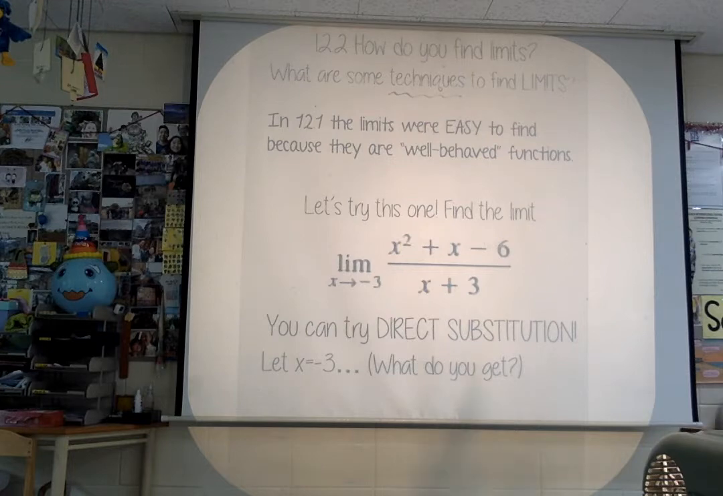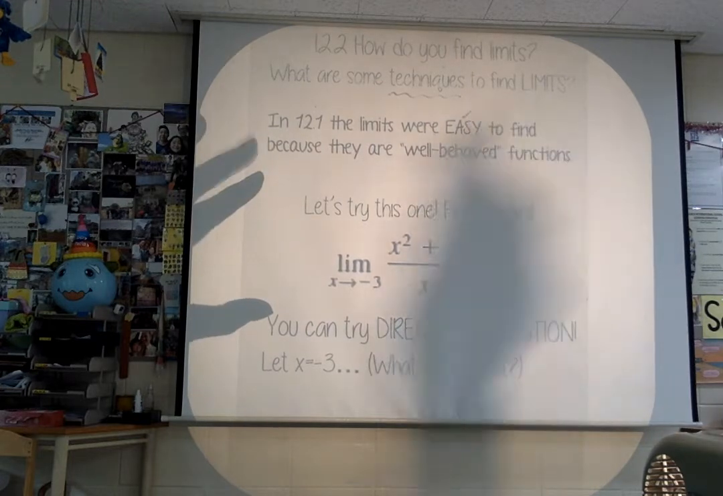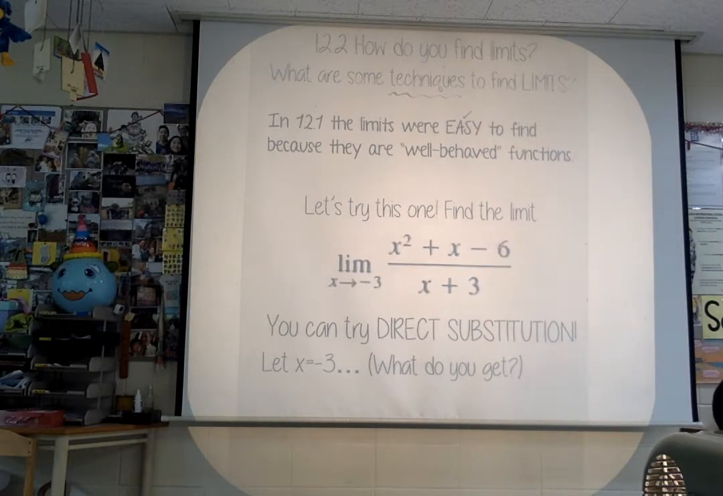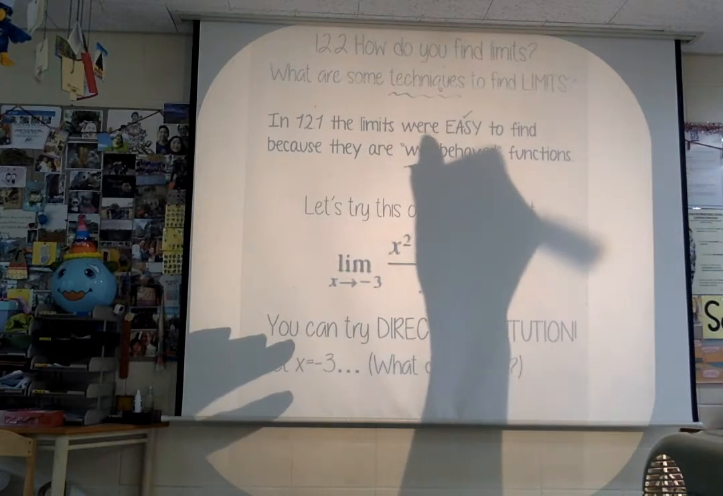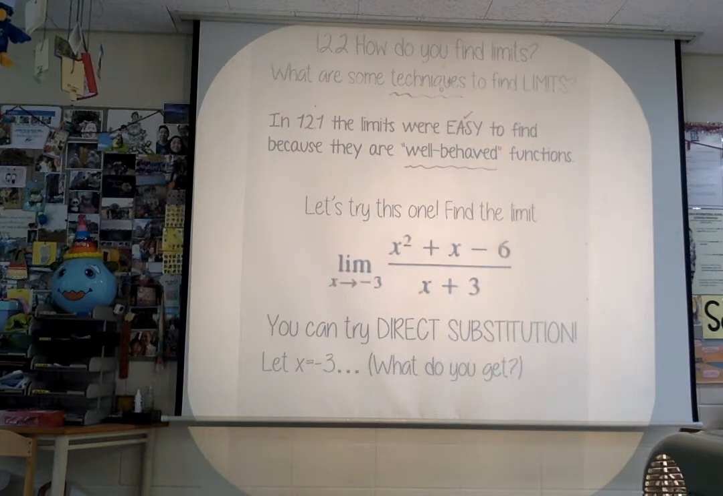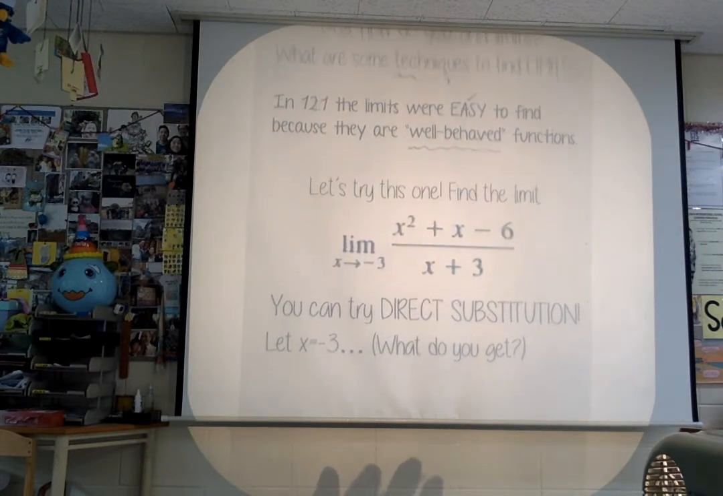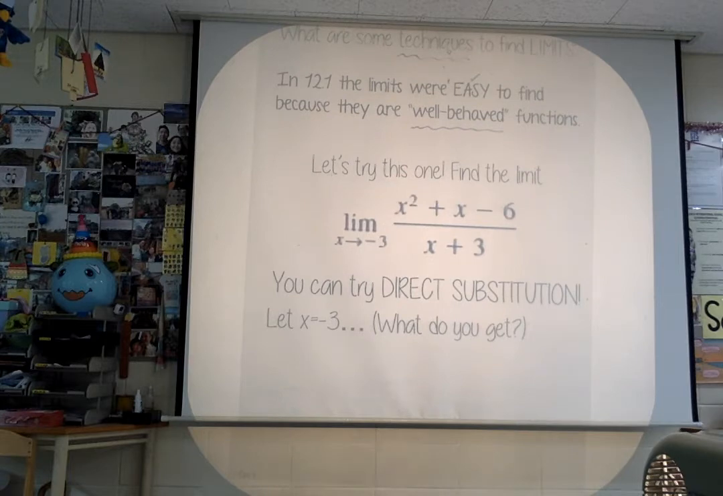So in 12.1, the limits were easy to find, right? They were pretty easy, and we discussed what it means when you have 0 over 0 or infinity over infinity. But they were basically well-behaved functions, right? Most of them, okay? But now we're going to try something where it's not so well-behaved. Then what should I do?